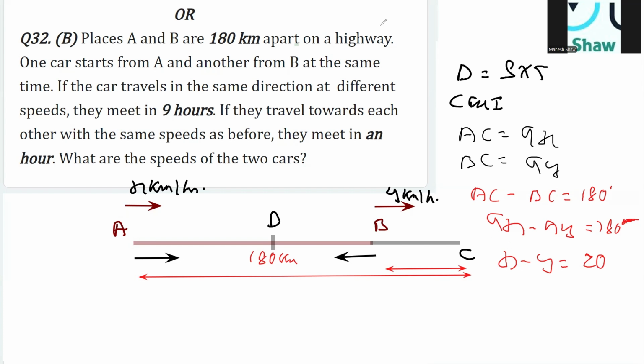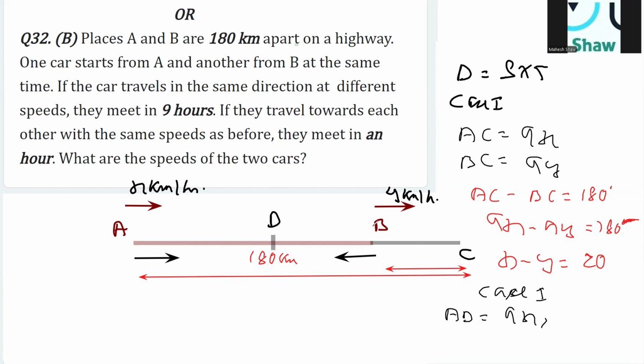Let's obtain the other one using the same concept. That is case 2 here, right? In the second case, what you can see is that they are traveling towards each other. So the distance traveled by A will be AD. And AD comes out to be what? AD is again distance into speed into time. Speed is x, and the time taken is 1 hour, right? They are meeting in 1 hour. So it should be x.